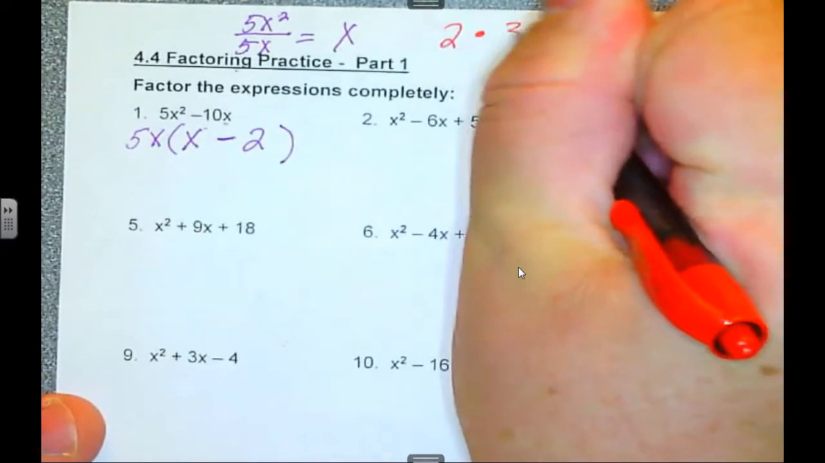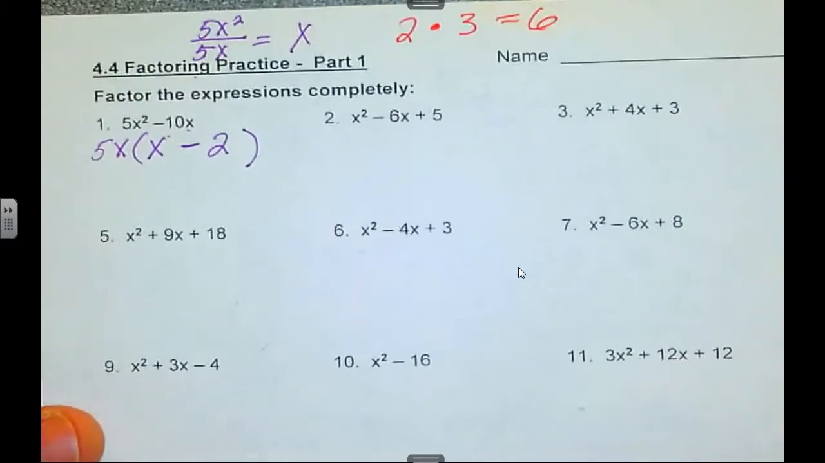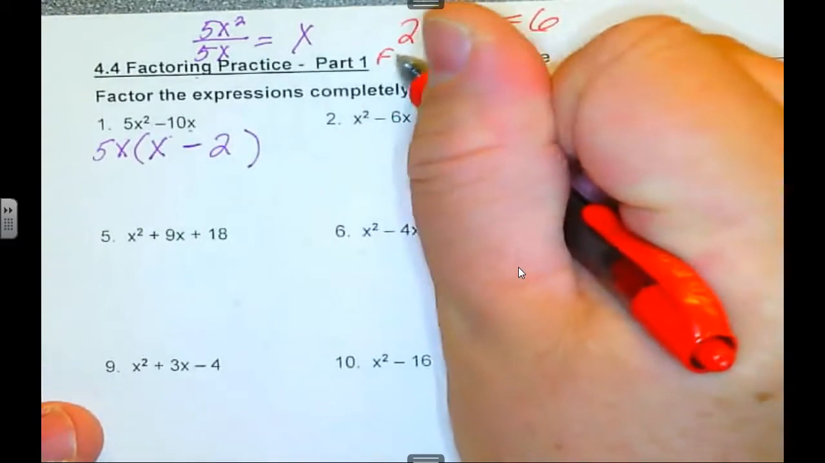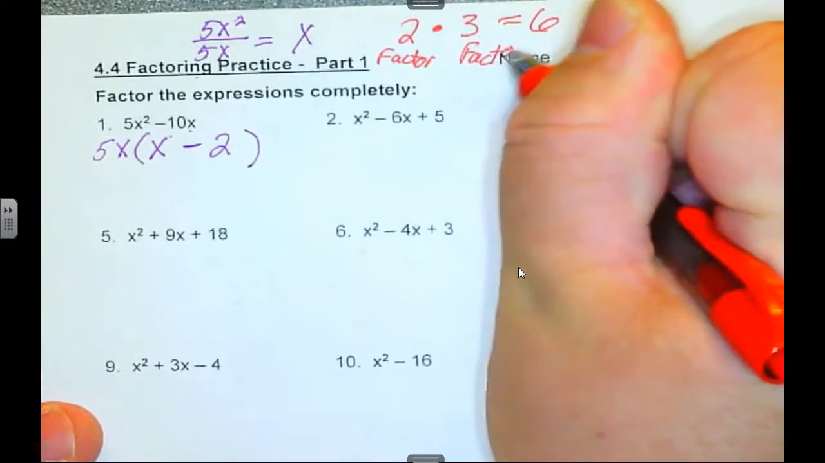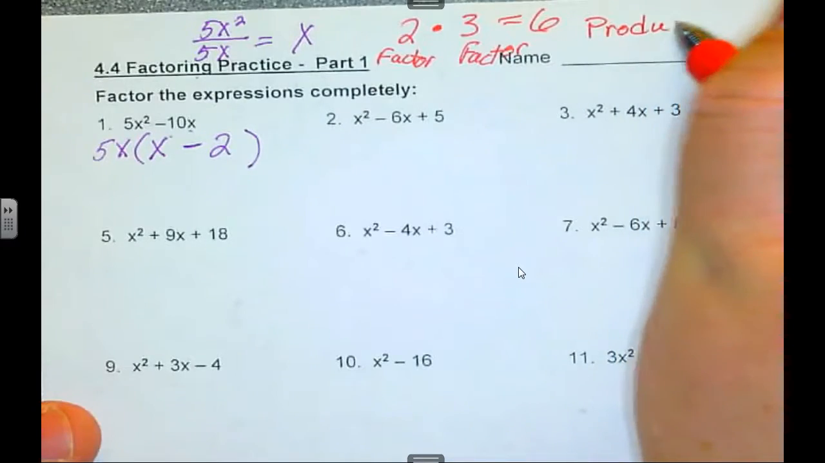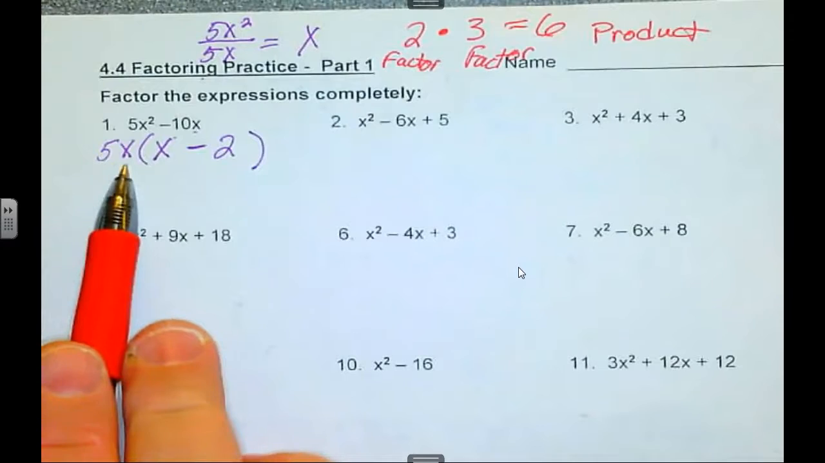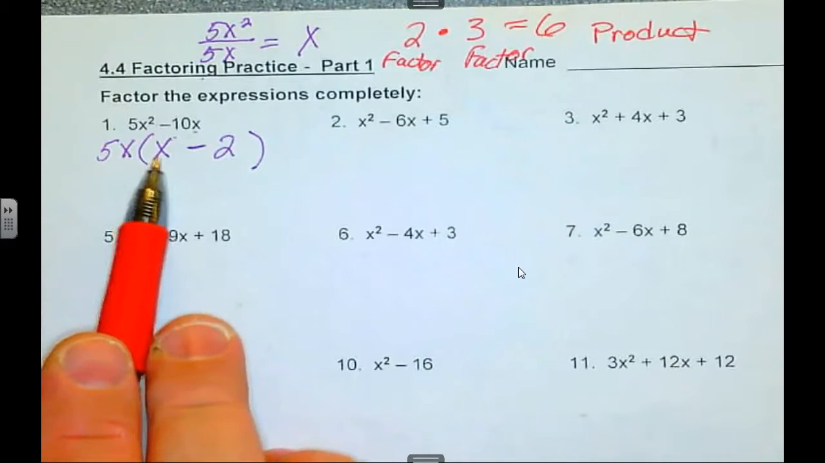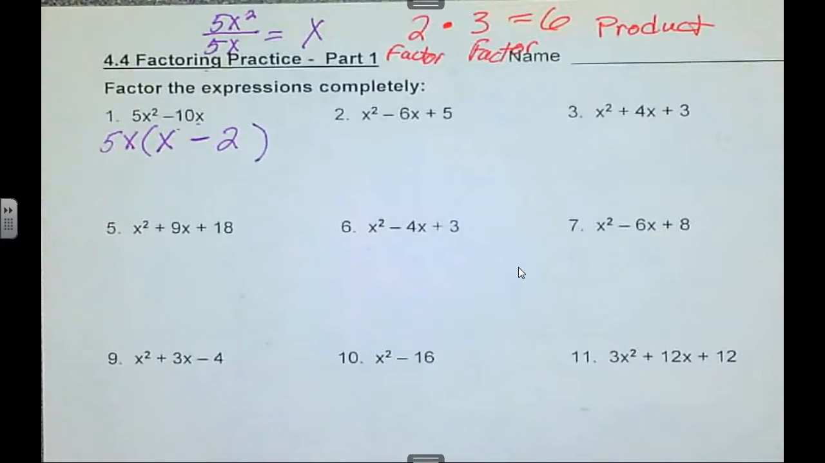2 times 3 equals 6. The 2 and the 3 are factors. They're factors of 6, right? 6 is my product. Yes. Now, can I simplify 5x and x, the quantity x minus 2? Can I simplify? No, so I'm done.